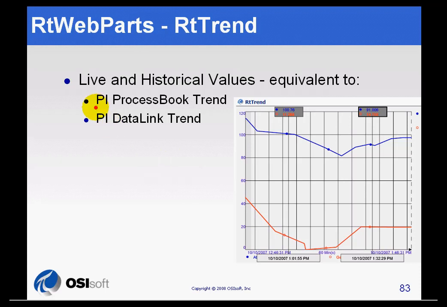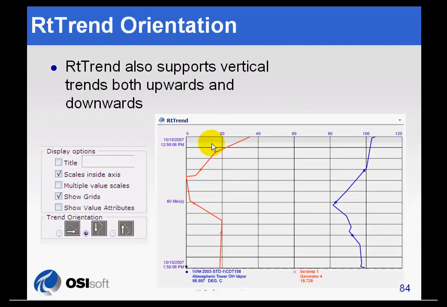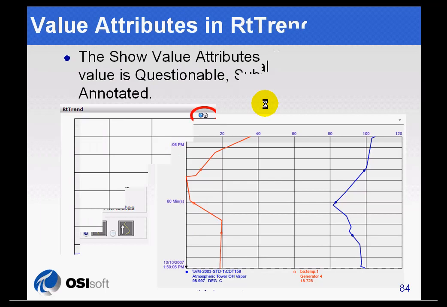Now the RtTrend, as you would guess, is similar to a ProcessBook trend or the trend in DataLink. It's simply used for showing process data. So we can support a vertical orientation in addition to the traditional horizontal trend. That's just a configuration option.